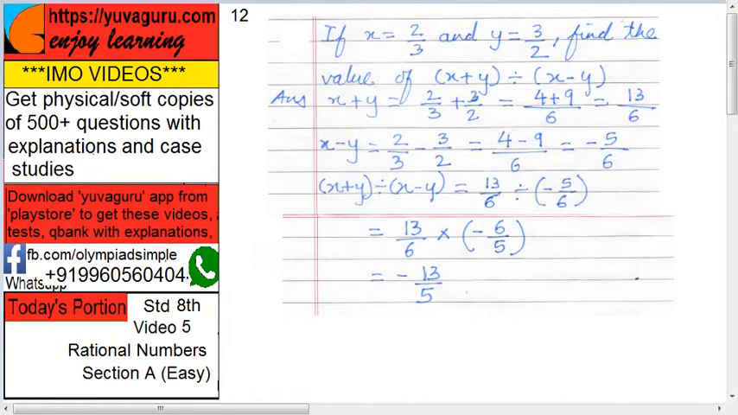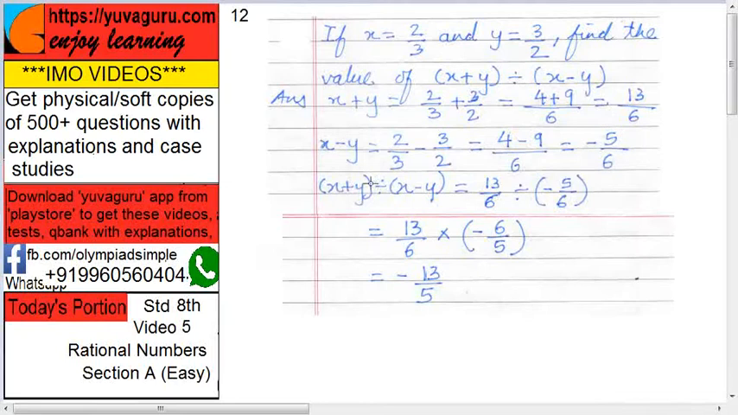Let's start. If x equals 2 by 3 and y equals 3 by 2, find the value of (x plus y) divided by (x minus y). First solve this. x plus y means 2 by 3 plus 3 by 2, cross multiply, then 4 plus 9 upon 6, that is 13 by 6. Similarly, x minus y, do this, you will get minus 5 by 6.